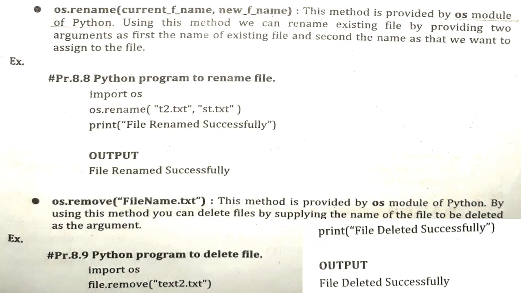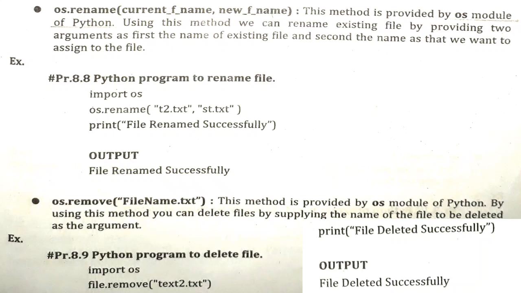Then we have one more function, that is os.rename. Basically, if you have created a file and you want to rename it, that is again possible through coding with the help of the rename method. The rename method contains two parameters. The first one is the current file name, meaning the file which exists, and the second parameter is the new name which you want to give to the file. So these two parameters we need to use.